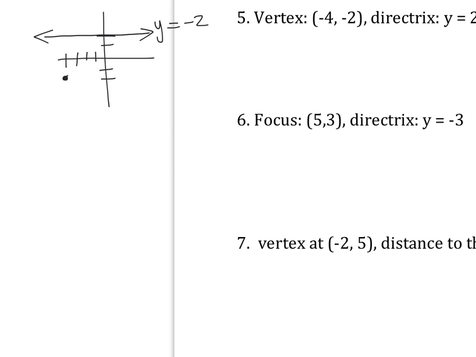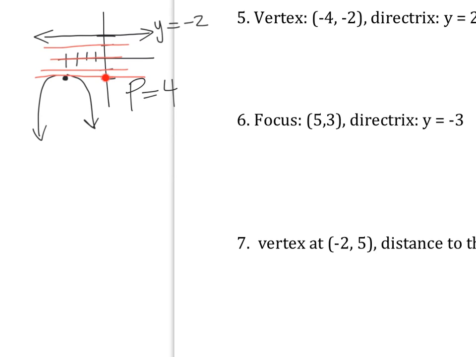Now remember, knowing the vertex and the directrix never intersect, so this should open downward. Okay. Now I need to figure out what the p is, and that's the distance between the vertex and the directrix, so let's count. So that's at 2. Okay, so there you go. So that's 2. So let's count. So 1, 2, 3, 4. So the p is 4.